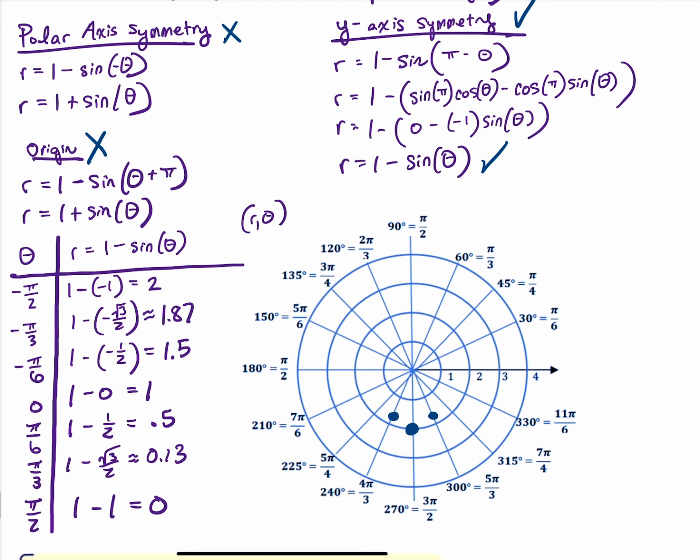Then we have 1.5, negative pi over 6. So 1.5, negative pi over 6 should place us here. And then again, we also will get a free point on the other side. Then 1, 0. So radius of 1, angle of 0. So something like that. Get another one on the other side. Then 0.5, pi over 6. So right there. Another one on the other side.